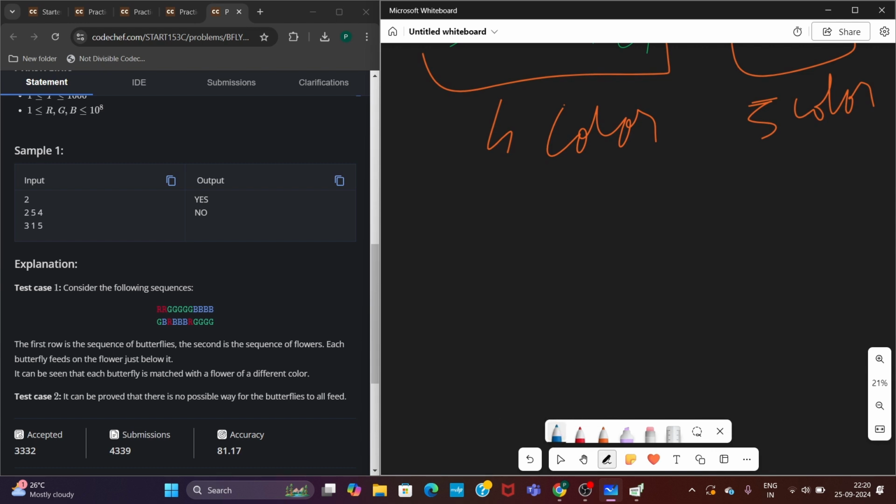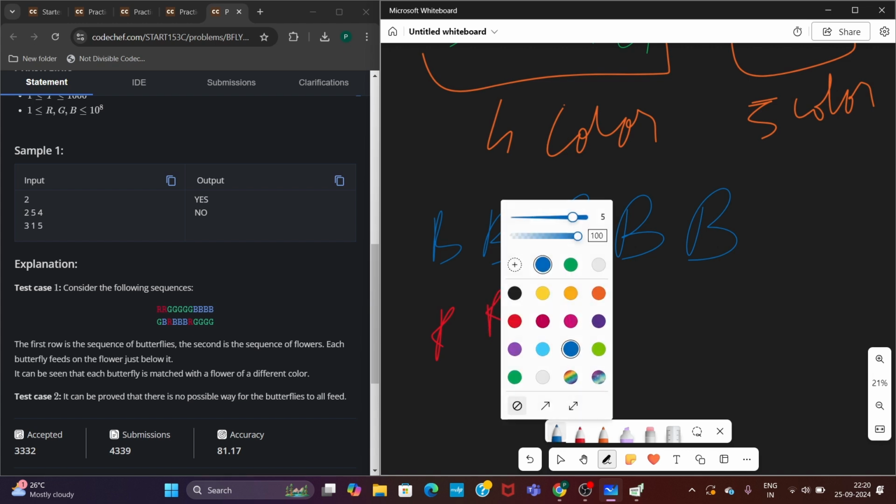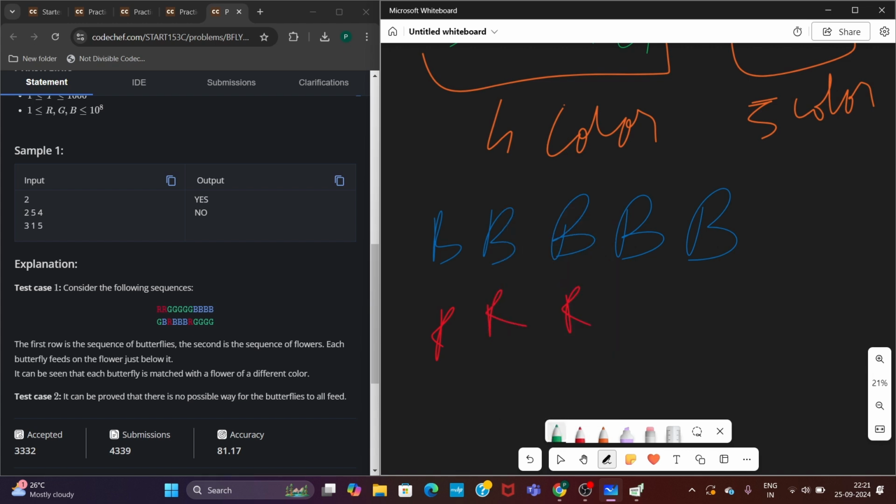Over here we have a total of five blue colors, and also three red colors and one green color. But what will happen for this last blue color? It will be left empty over here. So here comes the solution of our problem.